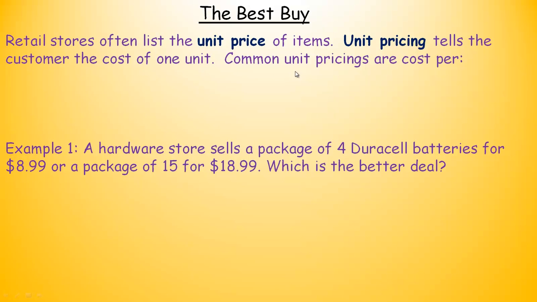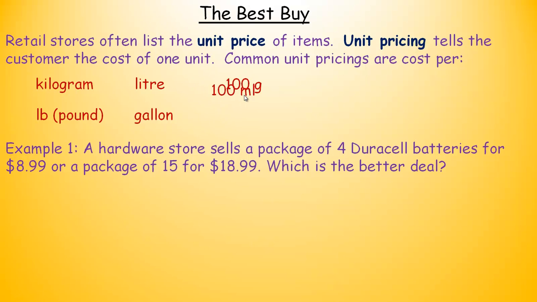or a single unit. Some common unit pricings are cost per kilogram or pound, depending on whether you're in a country that uses the metric system or the imperial system. Cost per liter, cost per gallon. When it says cost per liter, that means the cost of 1 liter of gasoline or whatever it might be, or 1 gallon. Now, if something's sold in smaller quantities and you're not usually buying kilograms of it, for example, you might see cost per 100 grams or cost per milliliter.